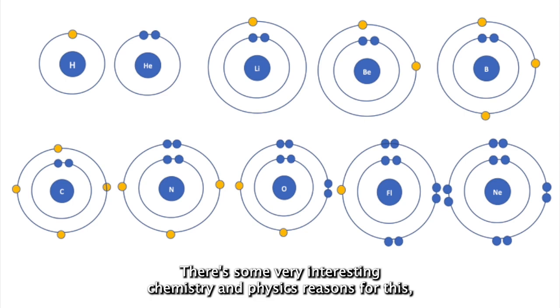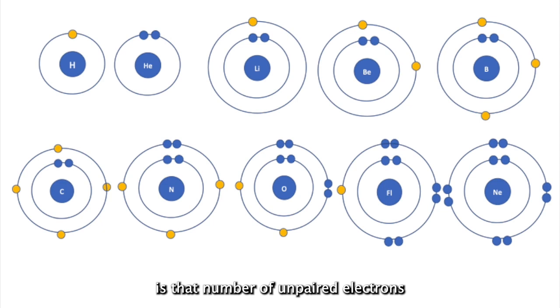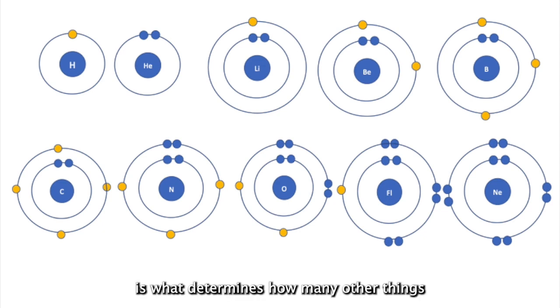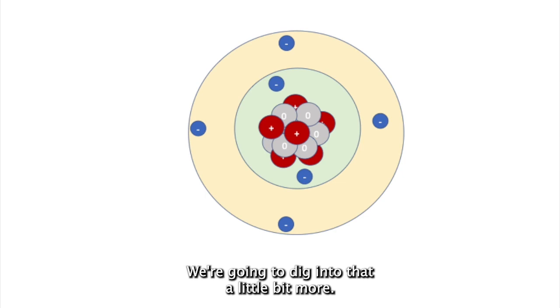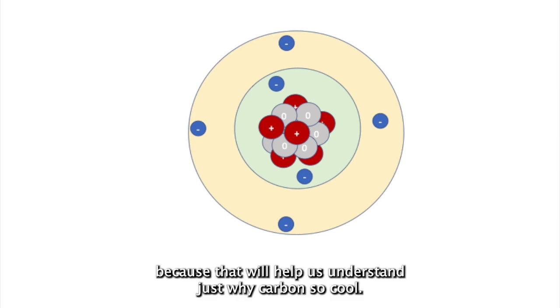Again, there's some very interesting chemistry and physics reasons for this, but the main thing you have to know in terms of biochemistry is that the number of unpaired electrons in that outer layer, which is usually going to be between 1 and 4, is what determines how many other things can bond onto that atom. This is what makes carbon so special. We're going to dig into that a little bit more, but first let's talk about what those bonds actually look like, because that will help us understand just why carbon's so cool.